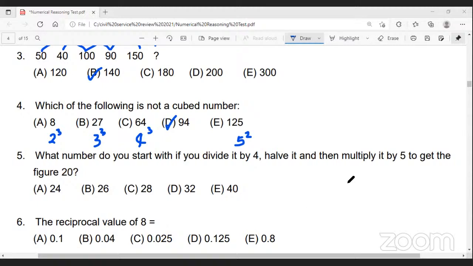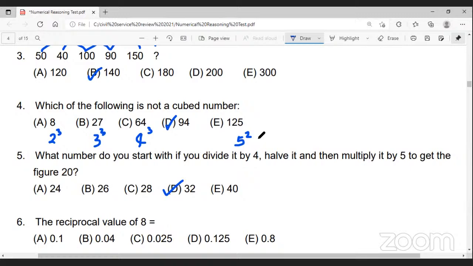Said, as answered by Miss Jem, it's 32. Let's check by a strategy of checking. Try to divide 32 by 4. It's 8. Half it. That is 4. 4 multiplied by 5 is 20. It's correct. So, Miss Jem, did you try to make use of working backward or trial and error?